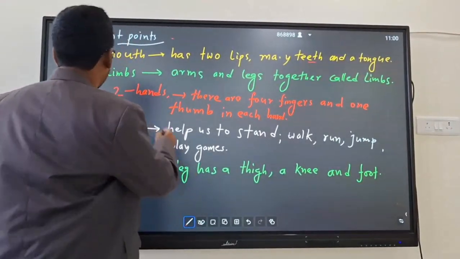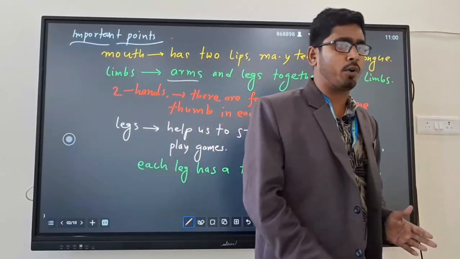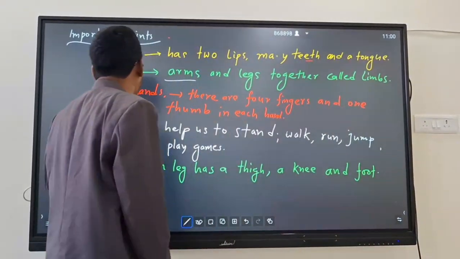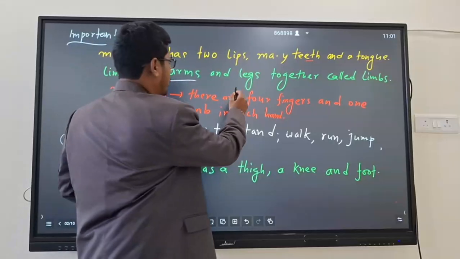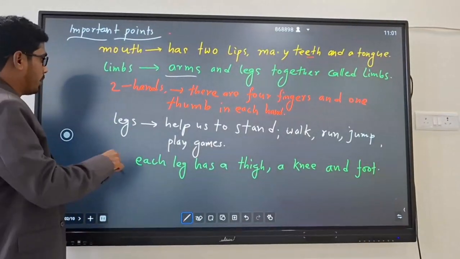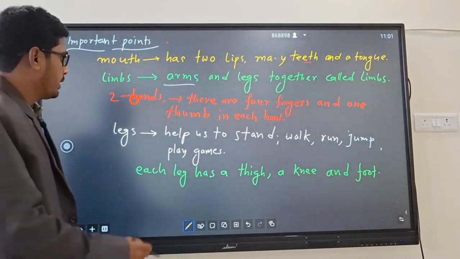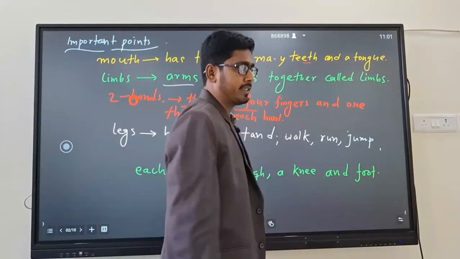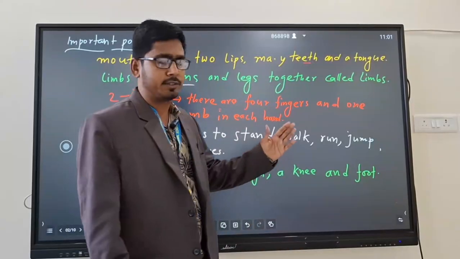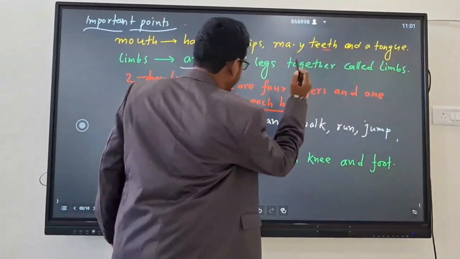Okay. And limbs, what are limbs? Arms and legs together are called limbs. Okay. Now what about hands? There are two hands in the human body. There are four fingers on each hand and one thumb also is present in each hand.